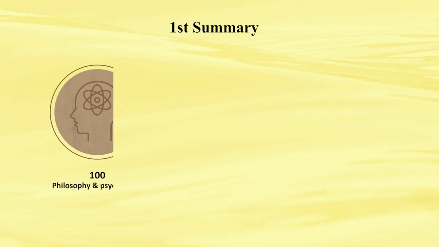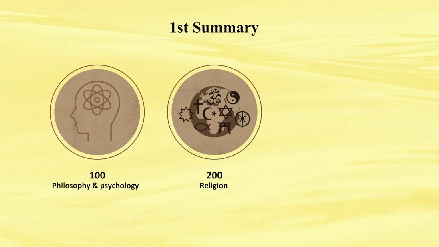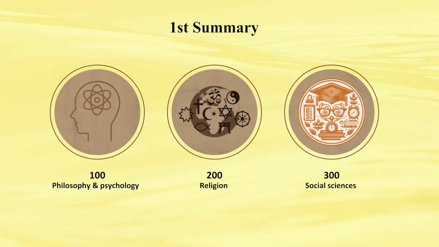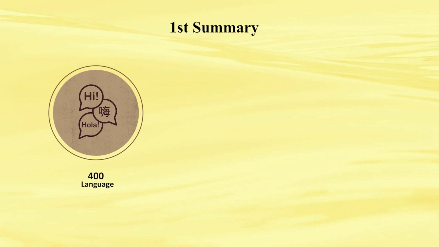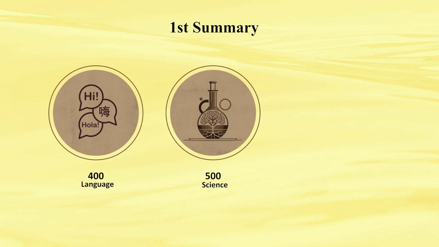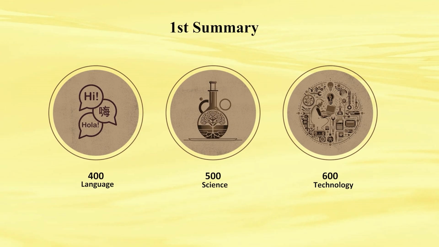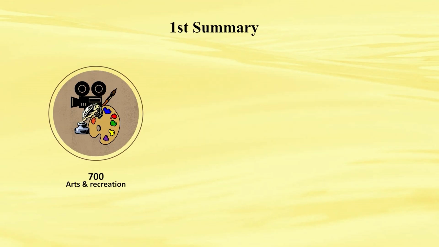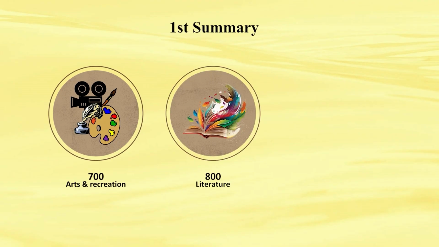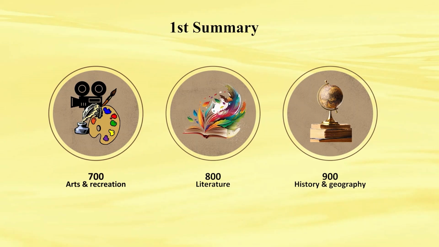In the first summary, we will get the 10 divisions of the universe of knowledge. The first one is 100, that is philosophy and psychology. 200 is for religion. 300 for social sciences, whereas 400 is language, and 500 and 600 are science and technology respectively. 700 is arts and recreation, 800 literature, and 900 is for geography. And the classes not included from 100 to 900 come within 000. You can clearly understand it.